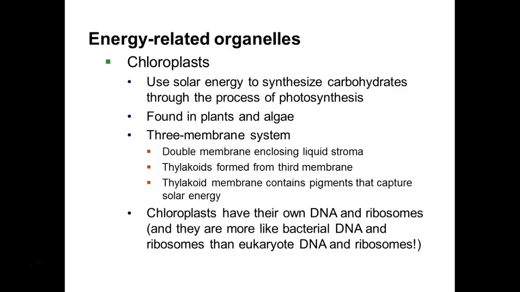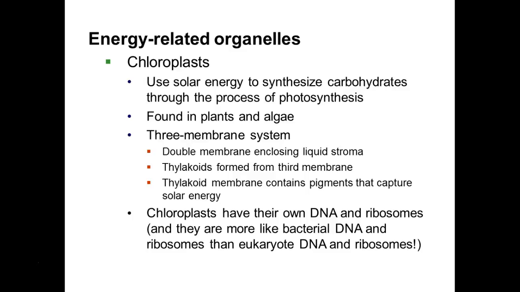Thylakoids form the third membrane, and the thylakoid membrane contains pigments that capture solar energy. Those pigments include chlorophyll, but not limited to chlorophyll, as we'll learn in Chapter 8. Chloroplasts have their own DNA and ribosomes. Now, what's interesting about this DNA and their ribosomes is that the DNA is circular and the ribosomes are small.